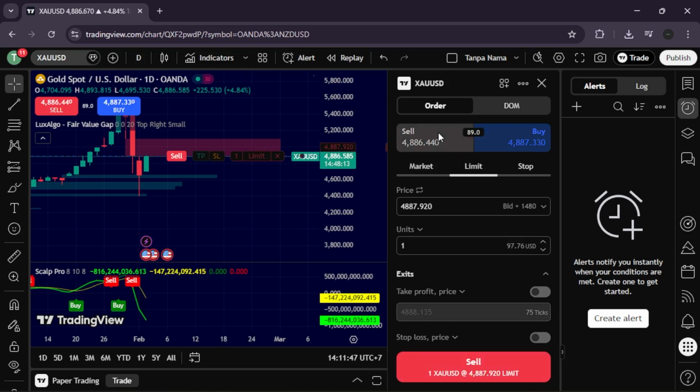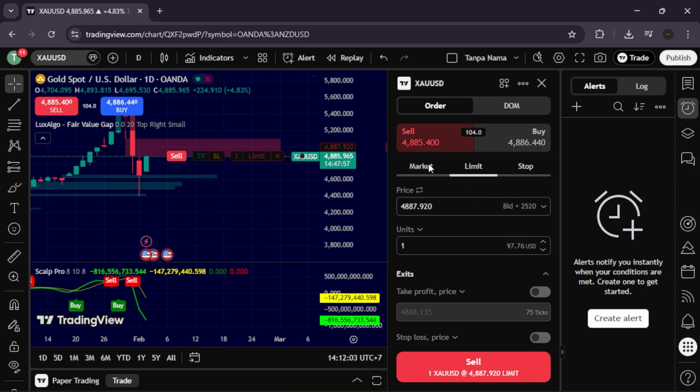Now, look at the right-hand sidebar and click the arrows icon to open the order panel. Alternatively, you can right-click anywhere on the chart, hover over Trade, and select Create New Order. This is where you'll configure the specifics of your short.